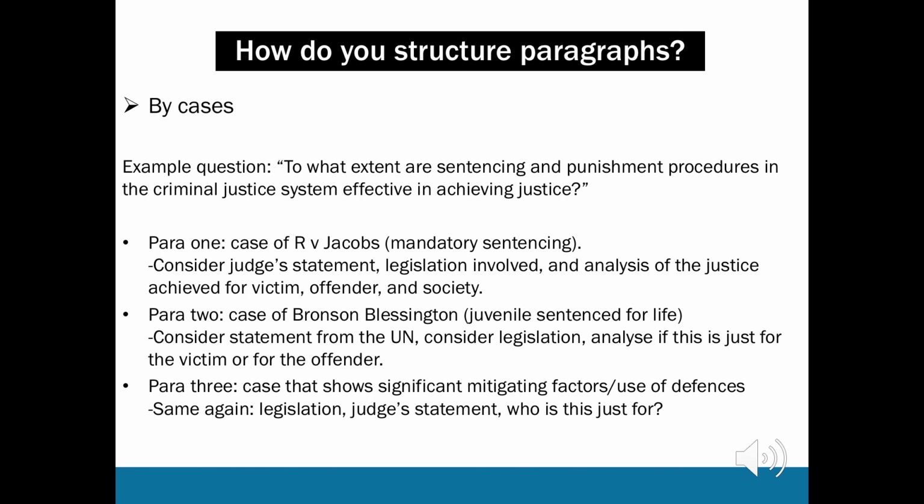So paragraph 2, another part of sentencing and punishment I want to look at is life sentencing, especially with the implication of a juvenile involved. So I might look at the case of Bronson Blessington, and then through that case, I will evaluate the effectiveness. And in paragraph 3, I might choose another case that exemplifies something about mitigating or aggravating factors or the use of defences. So potentially I'll look at the case of Kaisha Abrahams, for example. So this way you're privileging the case and looking through the case in order to evaluate the system, rather than evaluating the system and using the case for support. Obviously, it can work both ways. This is just showing that you can invert it.